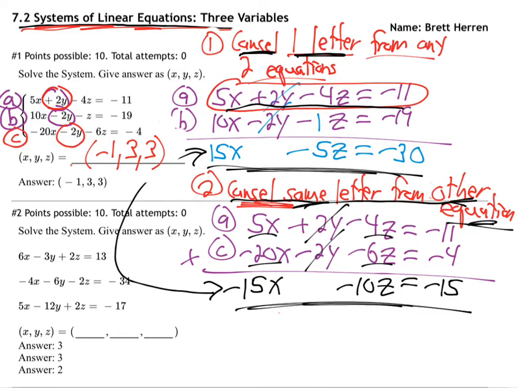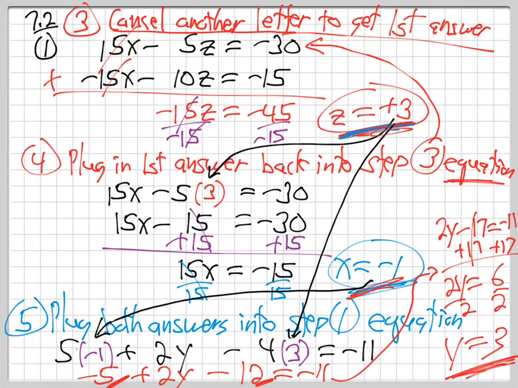So again, recapping. Step 1, cancel one letter from any two equations, like I got rid of y from the top two equations. Then cancel that same letter from the other equation. I got rid of y from the third equation. And then I had two equations with two letters. Once we had two equations with two letters, you know what to do. Cancel another letter. So we got our first answer, and then plug that first answer back into the equations that only had two letters. Get your second answer, then go back to step 1, plug in, get your third answer.